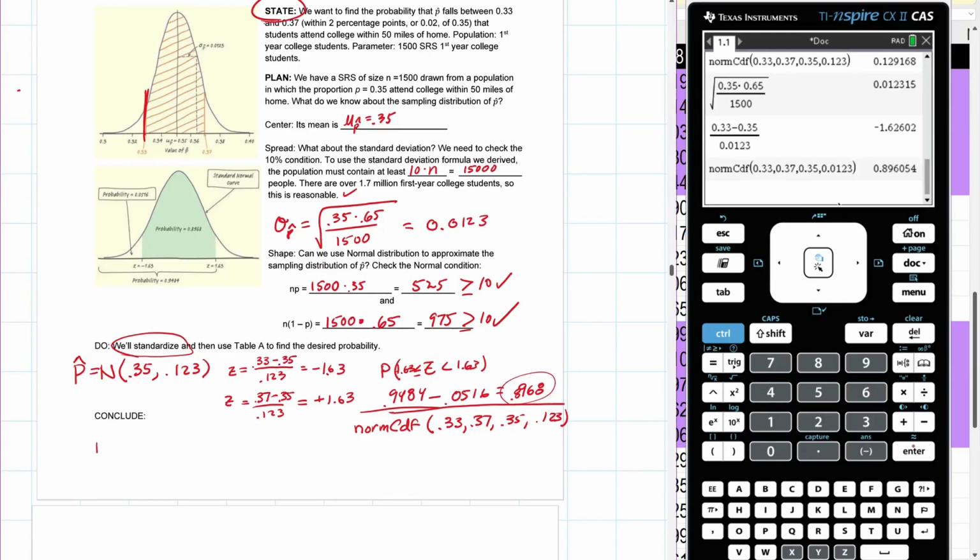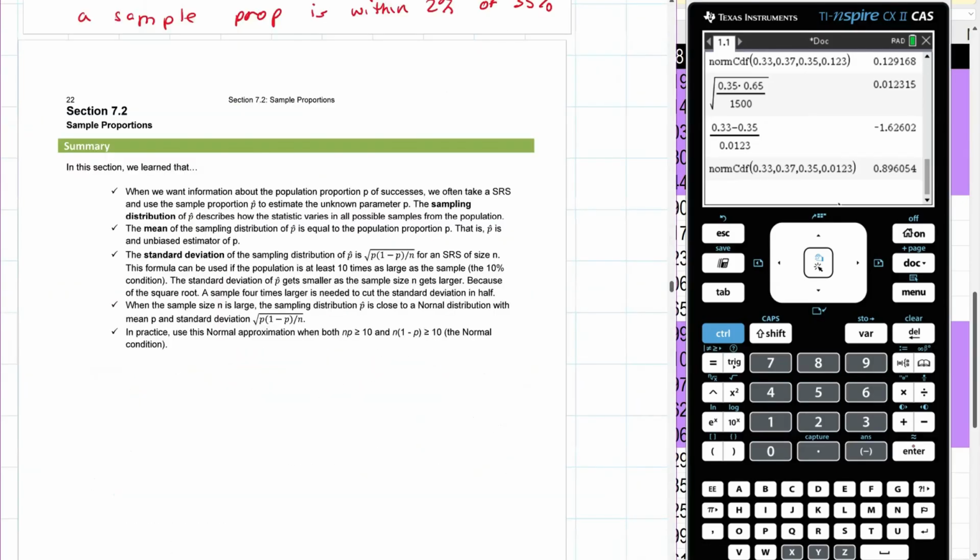Conclusion. There is an 89.6% probability that a sample proportion is within 2% of 35%. All right. And that concludes this lecture.